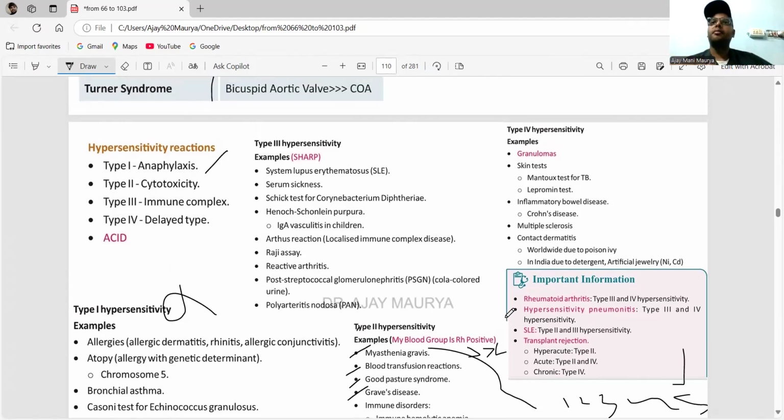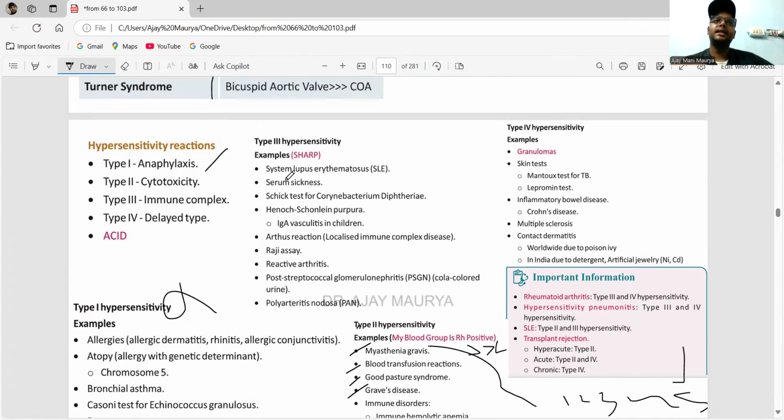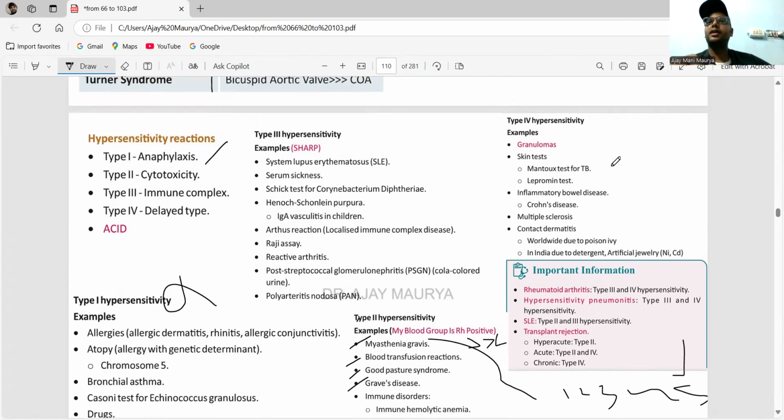Okay, remember type 3 reaction: SLE, serum sickness, Schick test for diphtheria, HSP, reactive arthritis. And the type 4 are delayed reactions, for example contact dermatitis. This is important. Contact dermatitis and skin tests are important from the type 4 hypersensitivity reaction.